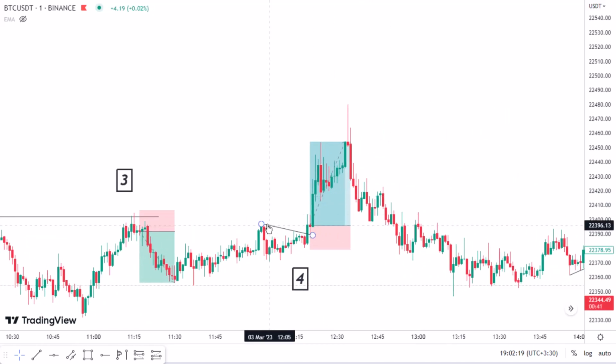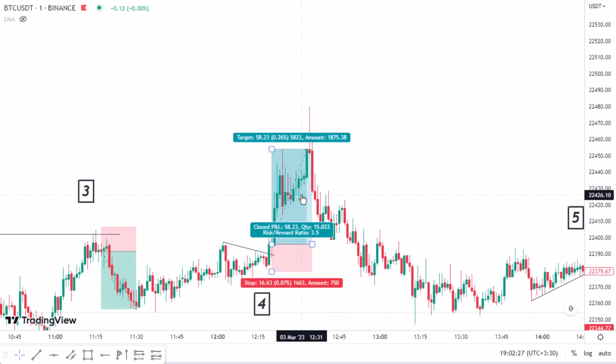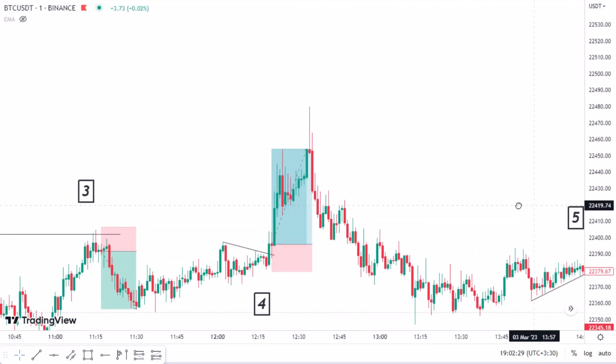On the trade 4, we have a trend line with 2 touches. On the 3rd time it is broken here, we enter the buy position, put our stop loss below the candle, and it gives us a reward of 3.5.